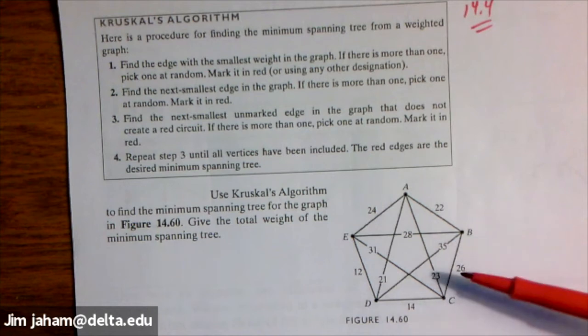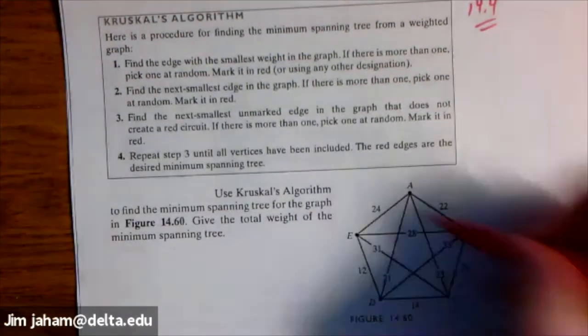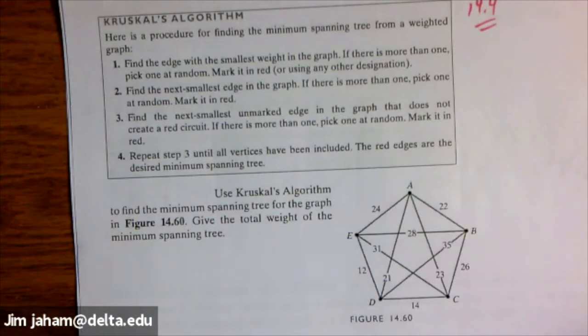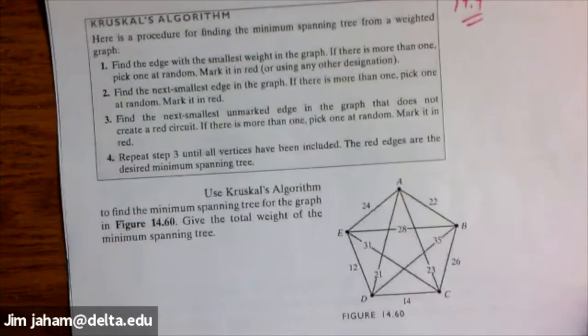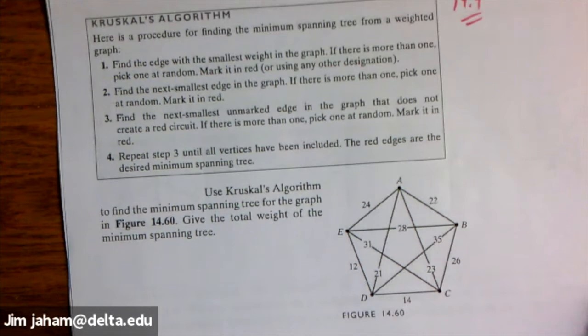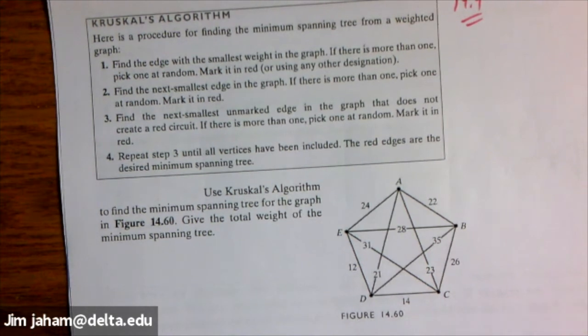So here's how it works. You look over the entire graph. This is a weighted graph. And what you do is you choose the smallest number. And you continue to choose the smallest number remaining until you have every vertex in your graph, in your tree, and you have a tree. So you don't want to create any circuits.